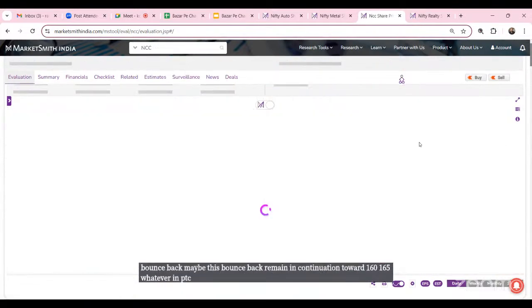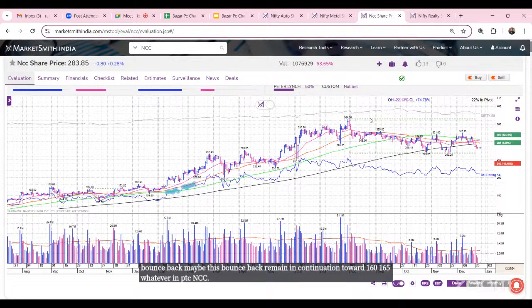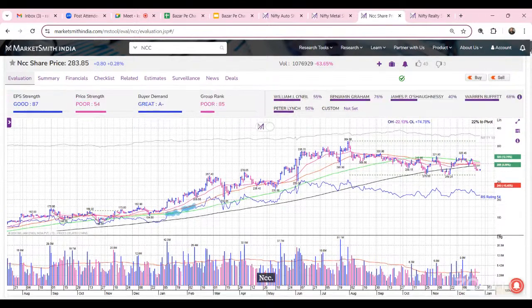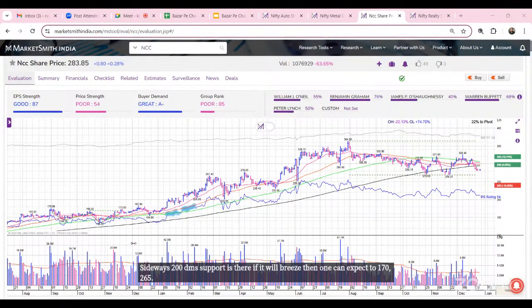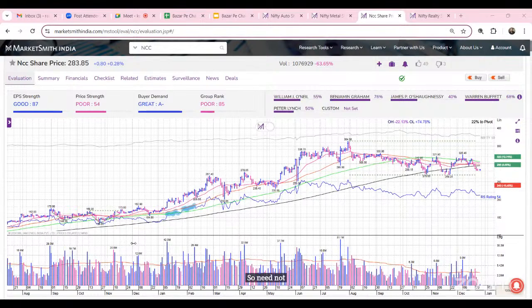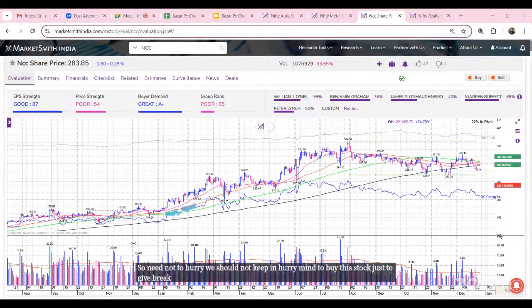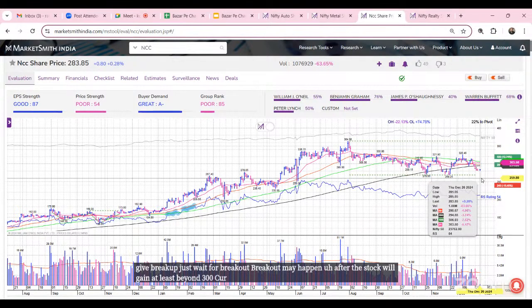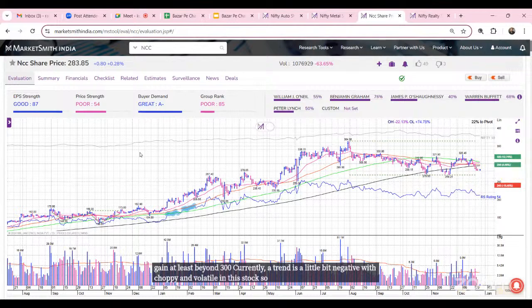NCC. Sideways, 200 DMA support is there. If it breaches, then one can expect a move toward 270, 265. So no need to hurry. We should not be in a hurry to buy this stock. Just wait for the breakout. A breakout may happen after the stock gains at least beyond 300. Currently, trend is a little bit negative, choppy and volatile in this stock. So a wait and watch policy, I would suggest.